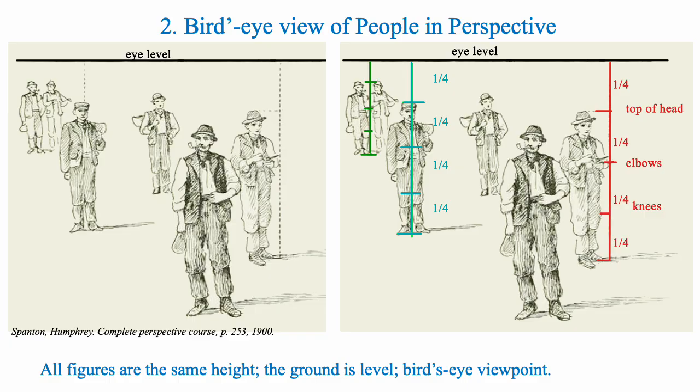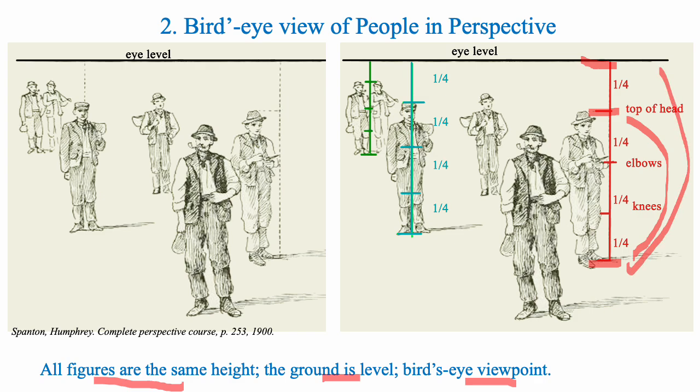Here's another way to put people in perspective. And this is a bird's eye view. We're looking down at these figures. All the figures are the same height and the ground is level. So choose one of the figures and find out the distance between his ratio compared to the total distance. So you can see that he takes up about 3/4 of the whole line down to his feet.